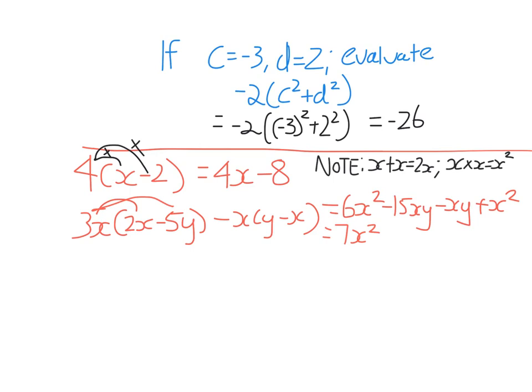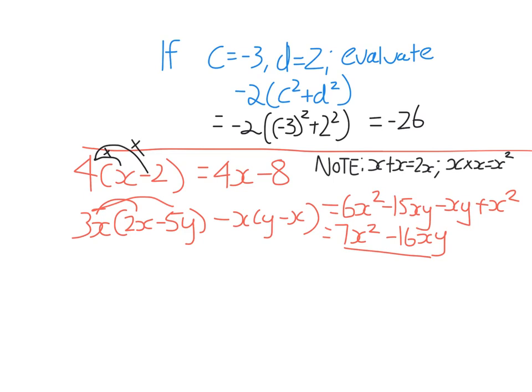So what I do is add the coefficients. I go minus 15 minus 1, or minus 15 plus minus 1. That's negative 16. And I keep the same letters. This is the final answer. Can't be simplified anymore. These are not like terms.